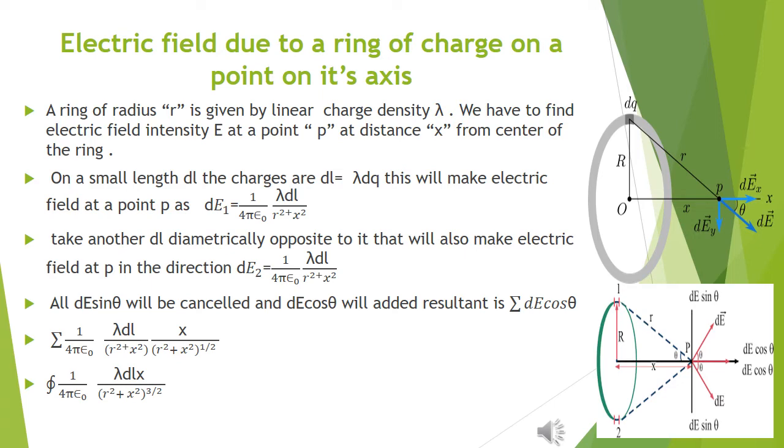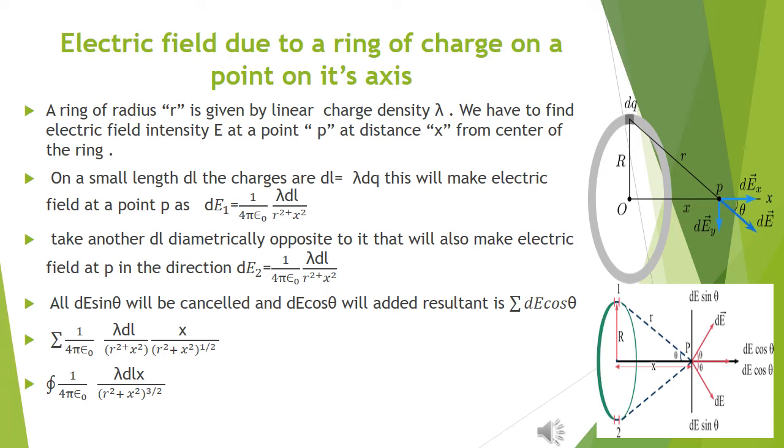When we take 2 points diametrically opposite, we have another diameter also. So for every electric field, dE sin theta of one point will be cancelled by dE sin theta of another point. Then what will be the resultant electric field? The resultant electric field is the summation of dE cos theta. So what is the value of dE cos theta?